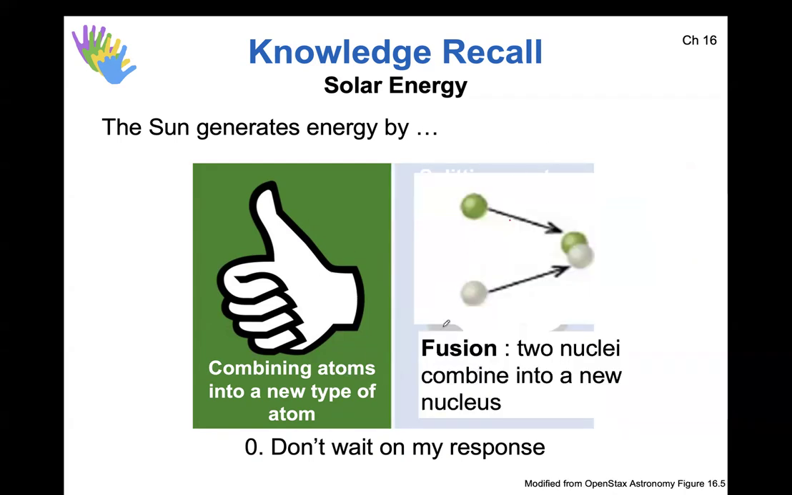It's because the sun does fusion. Said it a few times, right? That's what the sun does. Two nuclei combine into a new nucleus. So it's the opposite of fission. It's bringing things together instead of splitting them apart.